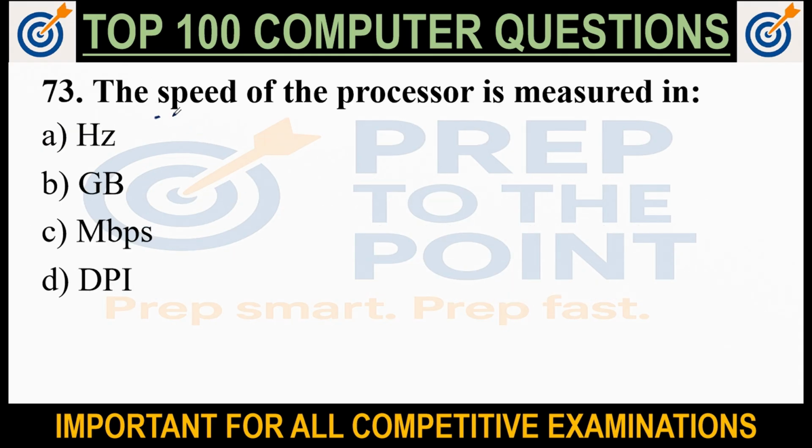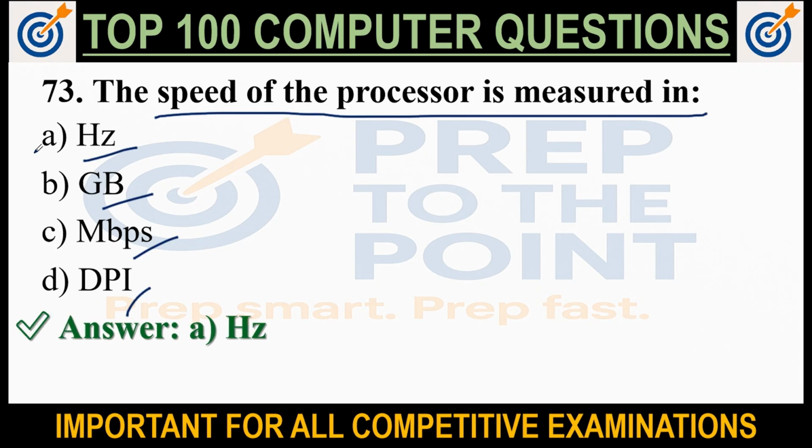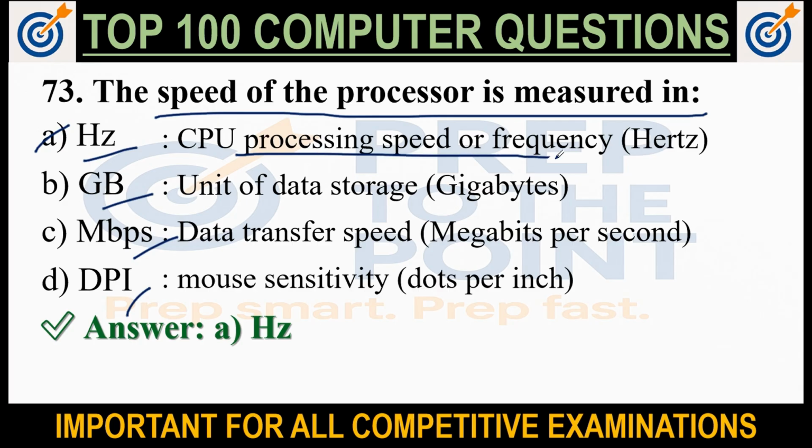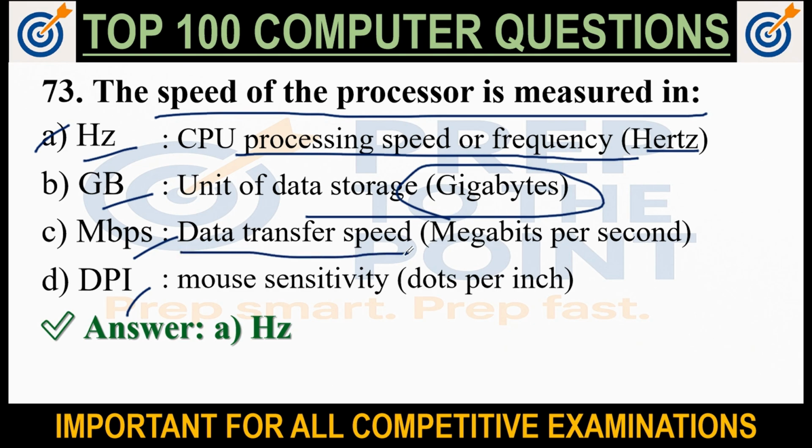The speed of the processor is measured in Hz, Hertz, GB, Mbps or dpi? The right answer is option A, Hertz. CPU processing speed or frequency is known as Hertz. GB is the unit of data storage and full form is gigabytes. Mbps is data transfer speed and full form is megabits per second. And DPI stands for dots per inch, a mouse sensitivity unit.